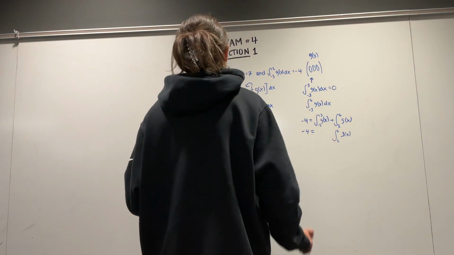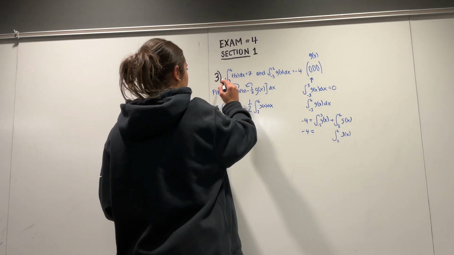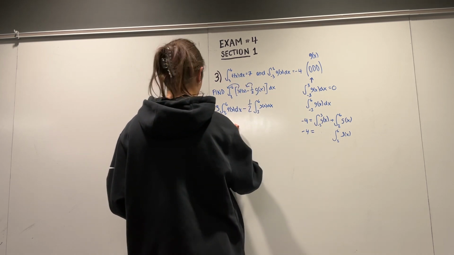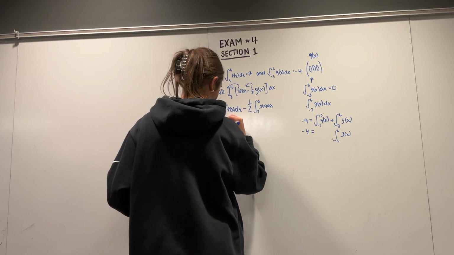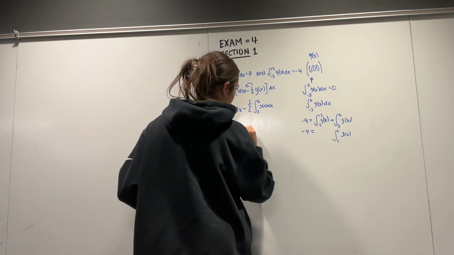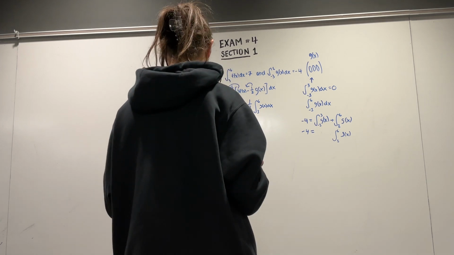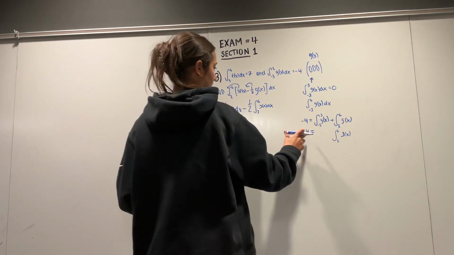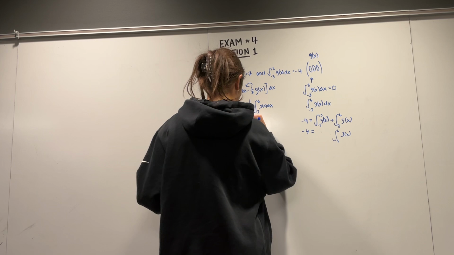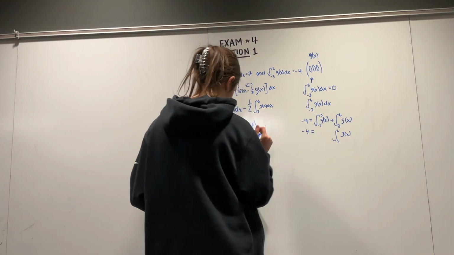What we know is that we're given that the integral from 3 to 6 of f of x dx is 7. So we could do 3, because that's the constant, times 7. And then minus 1/2, and what we calculated was that this integral of g of x is negative 4. So we'll do 1/2 times negative 4.